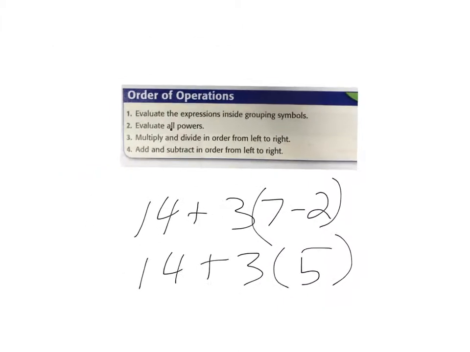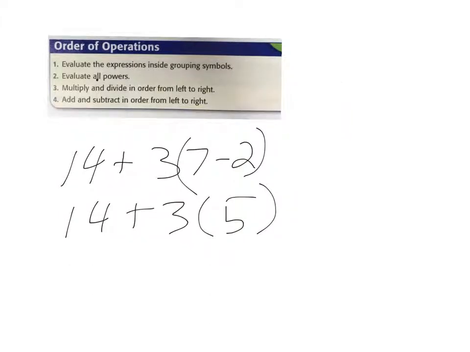Let me zoom out here for a second. Move this up here to the corner. Now we still have, we've looked in here and evaluate the expressions inside the grouping symbols. Well, we did that here, but now we move down here. We still have a grouping symbol. So I still need you to go ahead and multiply this out. So 5 times 3 is 15.